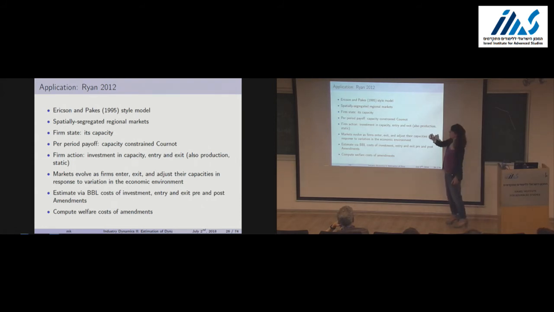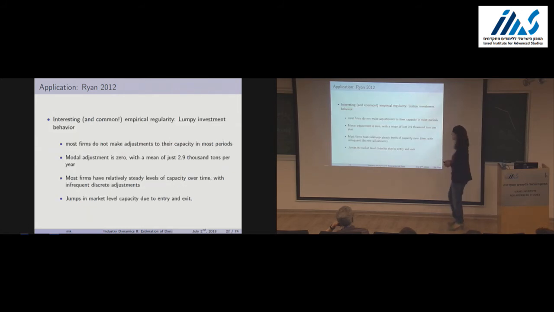And so he's going to think about a cost function that is sort of hockey stick and try to understand where the hockey stick kicks in the data. Anyway, the firms are going to choose to invest in capacity as well as entry and exit. And production is going to be static, so we're not going to think about it. It's going to come off of the per period payoff. Markets evolve with firm entry and exit and capacity adjustments. And when the environmental policy kicks in, all these policies are going to change the market structure of these firms. So what he's going to do is basically use the BBL procedure to estimate the investment cost, the entry and the exit cost before and after the amendments. And then finally compute the welfare costs.